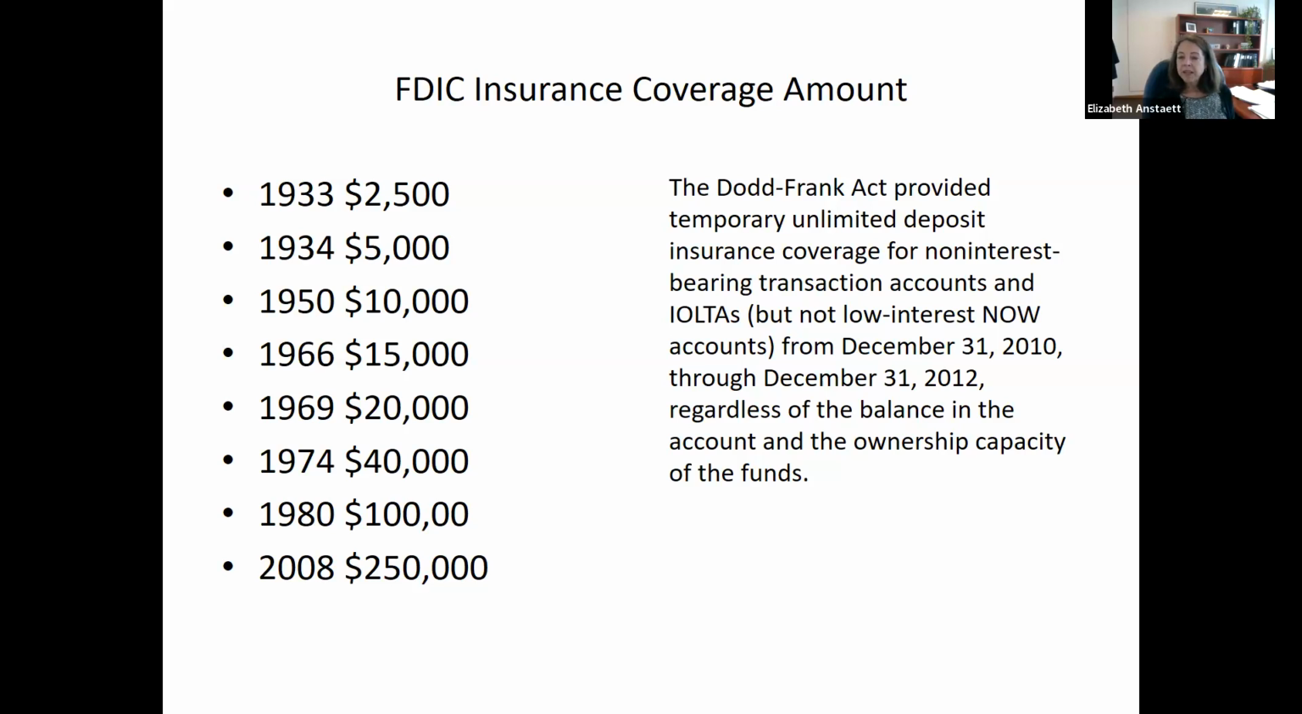After the financial crisis, so it went up during the financial crisis, and after the financial crisis, during the recovery period, the FDIC actually offered unlimited insurance if the money was put in certain types of accounts between the end of 2010 until the end of 2012. And this was to keep money in the banking system, and it was a pretty effective way to do that.